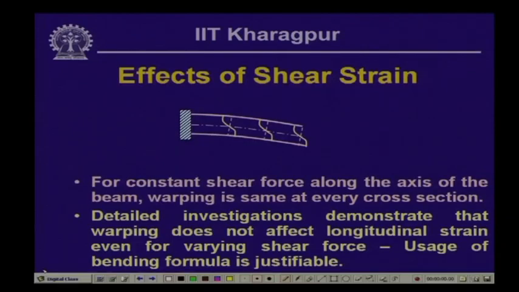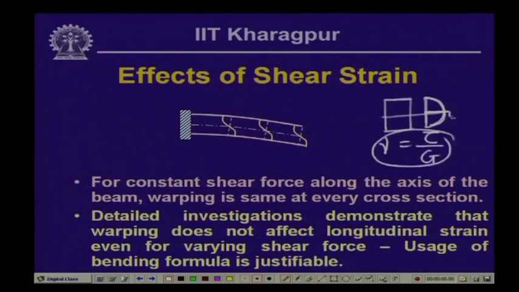Well, now let us look into what is the effect of the shearing strain on the longitudinal strain. Let us consider a cantilever beam again, the cross section of which is a rectangular one. As we have seen, the shear stress in such a section varies parabolically, and since it varies parabolically, the shearing strain gamma, which is equal to tau by G, also varies parabolically.